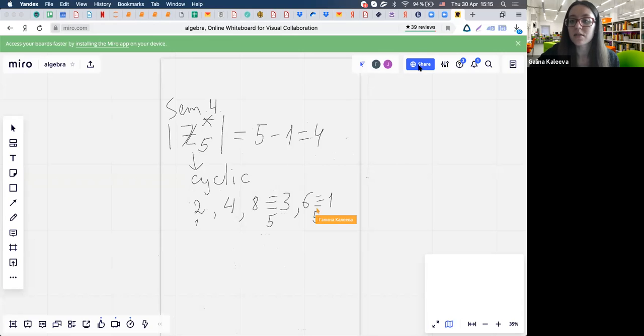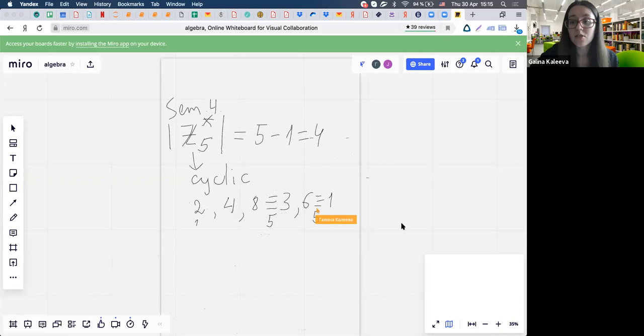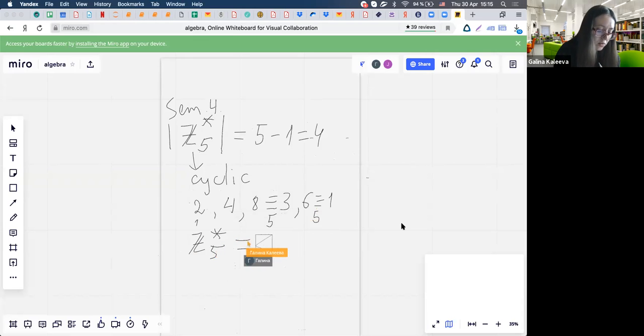Oleg, tell us, please. Is 2 a generator? 2 is 2, 2 squared is 4, 4 multiplied by 2 is 8, which is 3 modulo 5. Yes, it is, because it generates all the elements of our group: 1, 2, 3, and 4. Okay, so our group Z5 star is generated by 2. Are there any other generators?